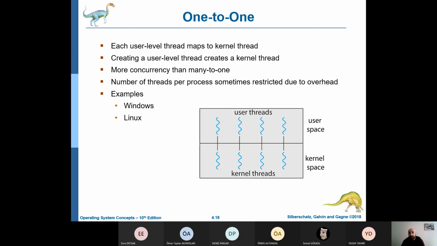The only drawback to this model is that creating a user thread requires creating the corresponding kernel thread, and a large number of kernel threads may burden the performance of your system. Linux and Windows operating systems implement the one-to-one model.